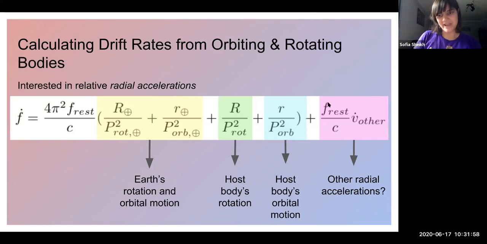And finally, I added this pink term here for fun. That's any other radial acceleration that you might get. So say your transmitter's on a spaceship that's accelerating towards Earth. That's another contribution that's not included in the other terms. Here, we're just going to set it to 0 for now, but I did want to put it in there because if for some reason you have something accelerating under its own power, it doesn't fit within this nice sitting on a planet framework.